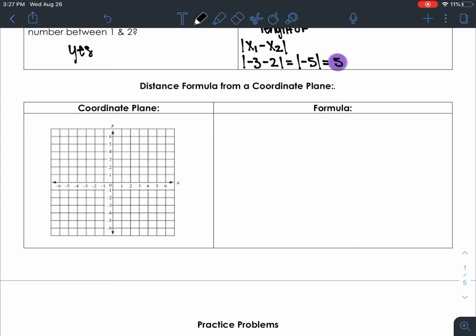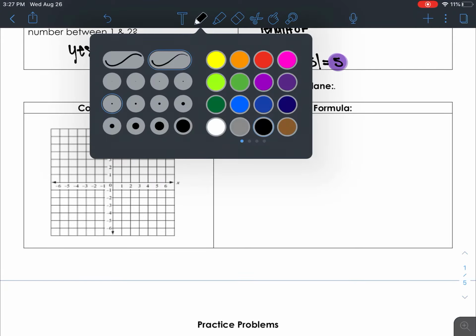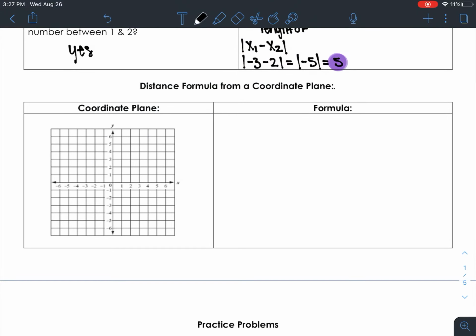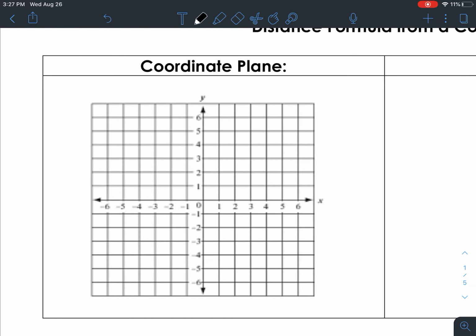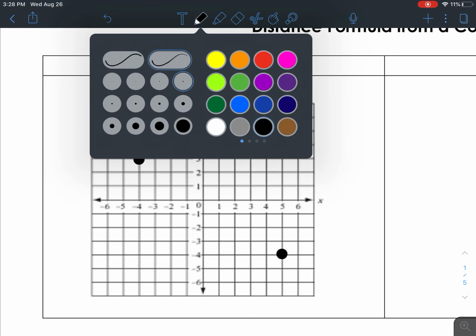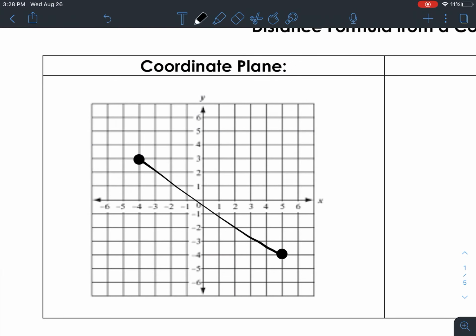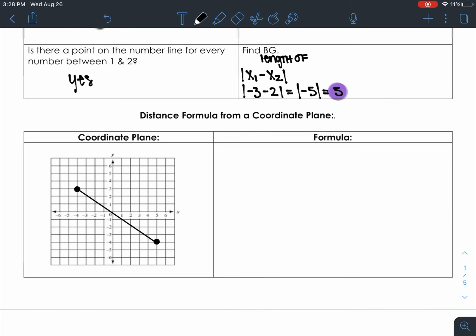and the fact that we're not going to have a number line. We're going to have a coordinate plane, okay? So here's what I want you guys to do to follow along. I want you to plot these 2 points. Let's plot -4, 3. And then let's plot 5, -4. And then let's connect those to make a segment, okay?